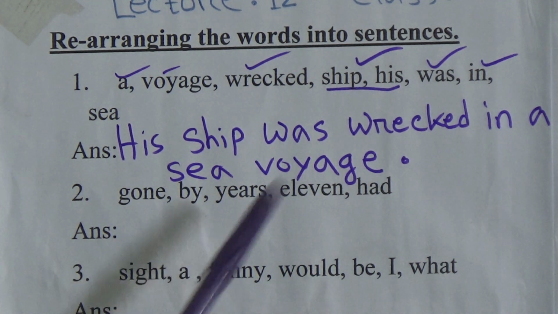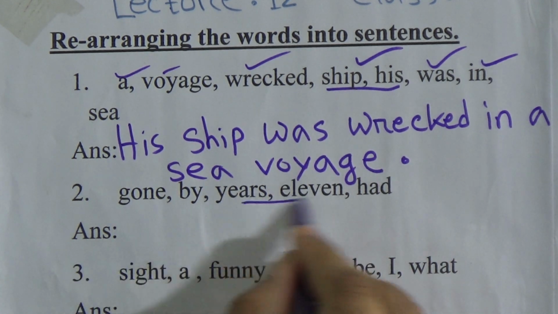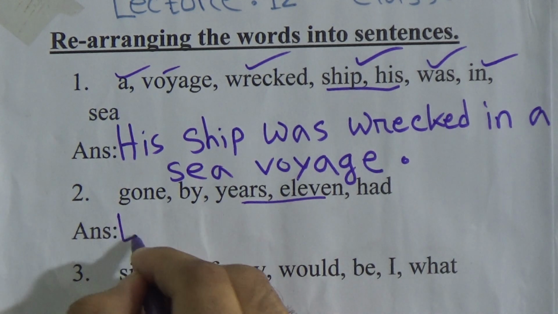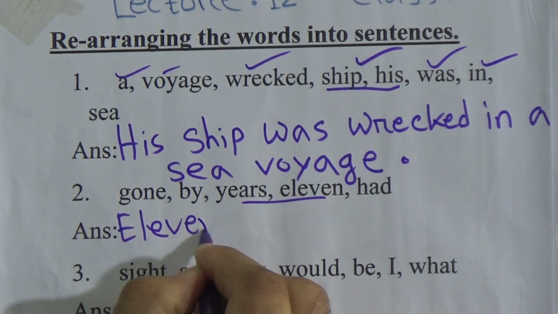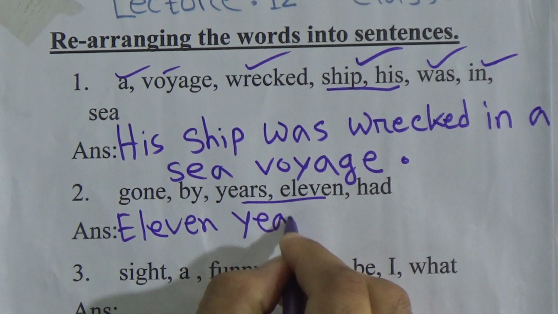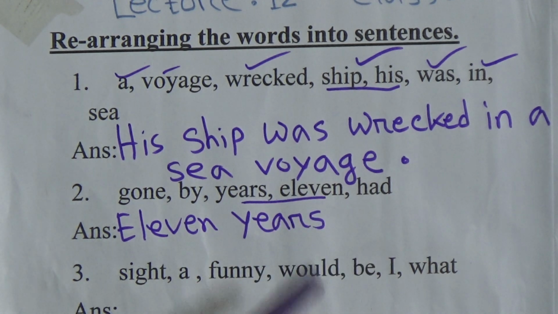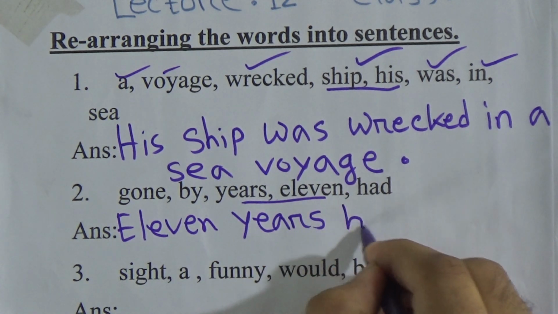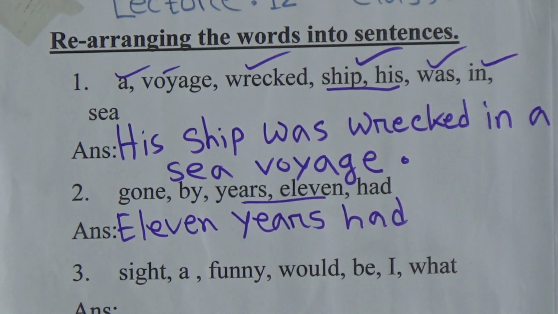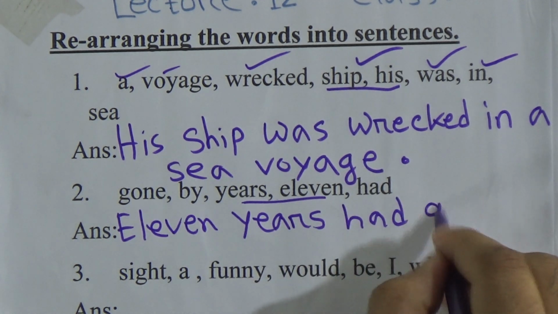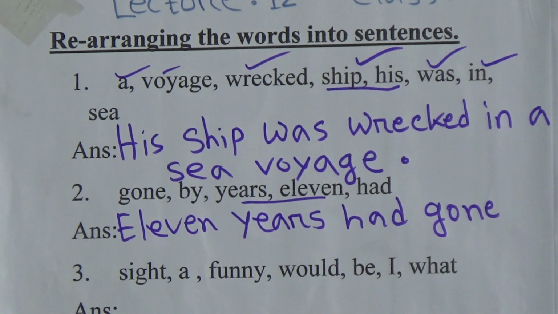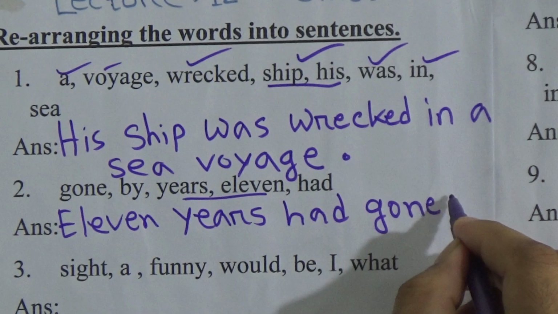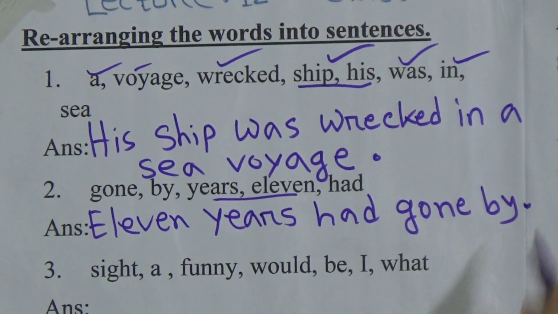Now the second one, find out the subject first. Eleven years, this is our subject right here. Eleven years. Then we have here the auxiliary verb, have verb, right here, had. Eleven years had, then the extension. Verb past participle here, and the last one is by. So eleven years had gone by.